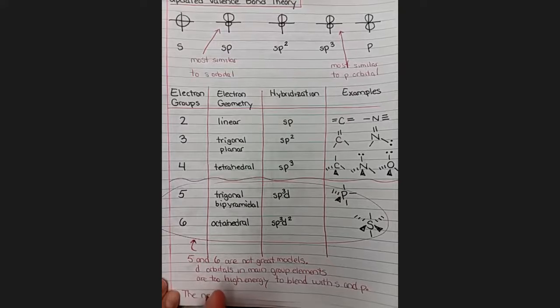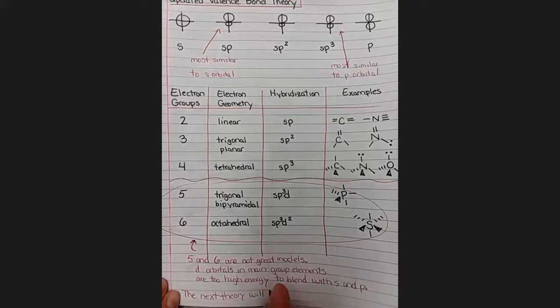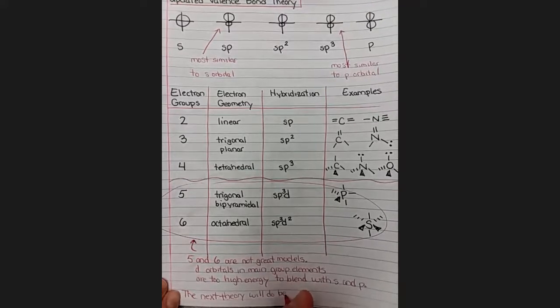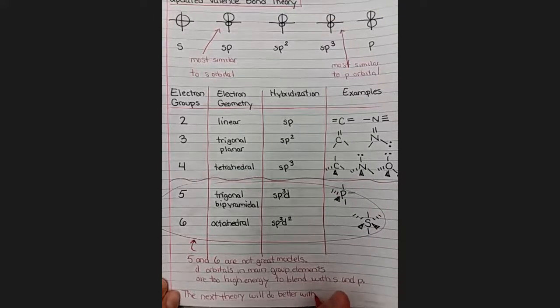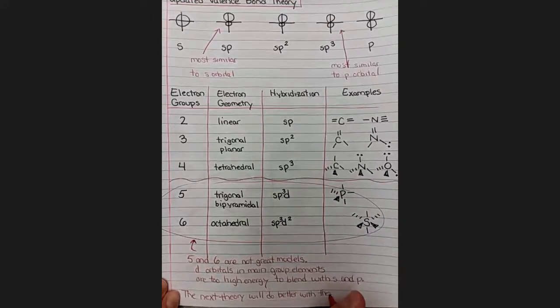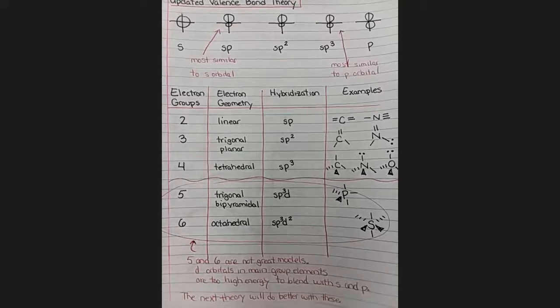But when it's time to move on to the next advanced bonding theory, the next theory is going to do a much better job at explaining these 5 and 6 member geometries. So hang tight. I promise that a better explanation is coming your way. So in the next video, we will move on to valence bond theory and multiple bonds.